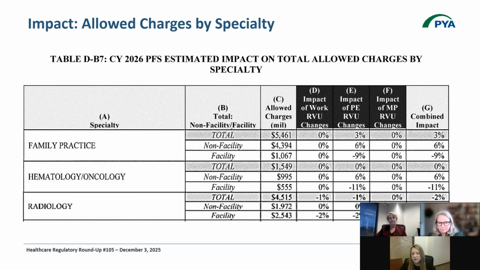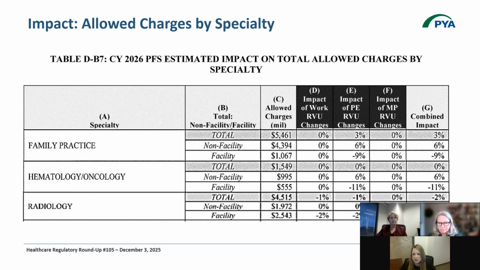But you can see for family practice, the overall impact is a positive 3%. When we look at the non-facility or the office-based services, that's a lift of 6%. When we look at the services that a family practice physician might be doing in the hospital, we see a decrease of 9%. So the pendulum can swing widely depending upon the way and the place in which those services are being rendered.